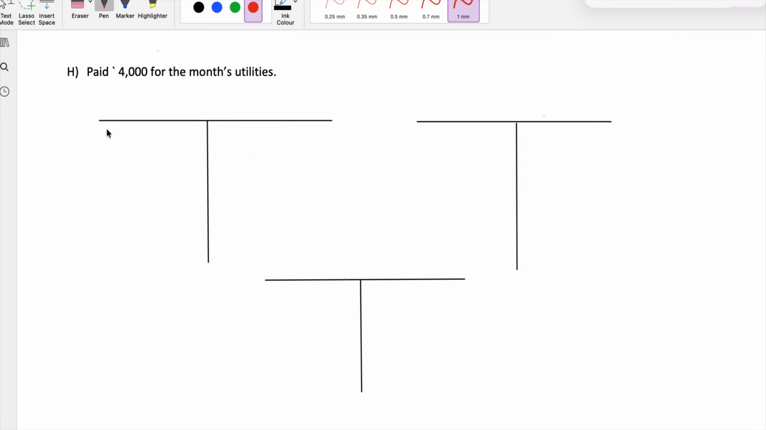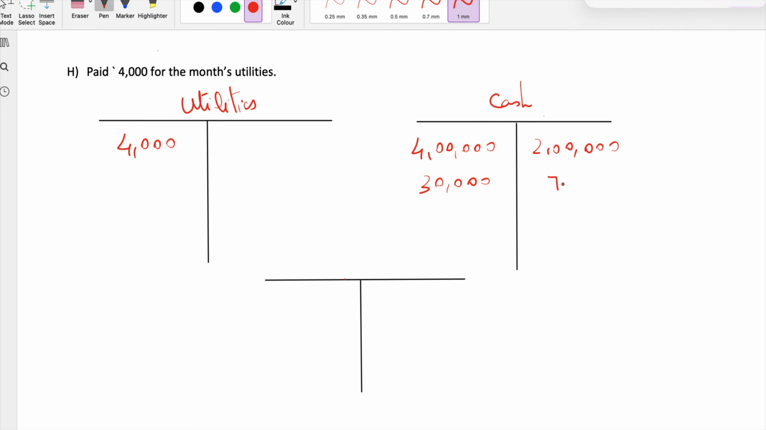Transaction H, paid 4,000 for the month's utilities. So utilities is an expense. Okay, so expenses have to be debited. So seeing the cash account, there is a decrease in the asset, so cash account has to be credited, right?